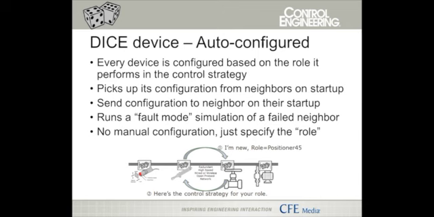If each DICE device has the entire configuration, when a device is replaced, it can pick up its configuration from its neighbors. All it needs to know is what role it plays in the control strategy. I'm pump P101. I'm valve 101. I'm position sensor PS23. By knowing the role and talking to the neighbors, it can pick up all the information it needs. We don't have to manually configure each of these.